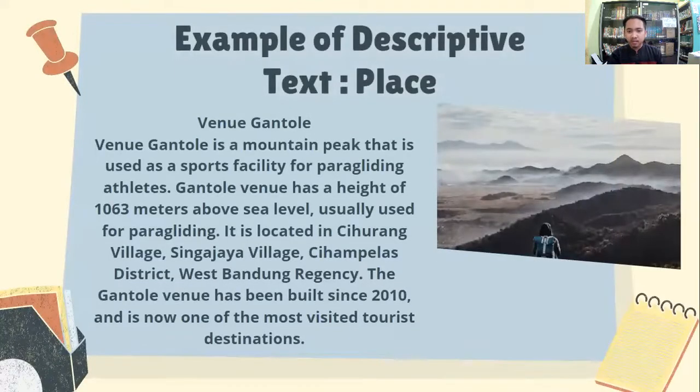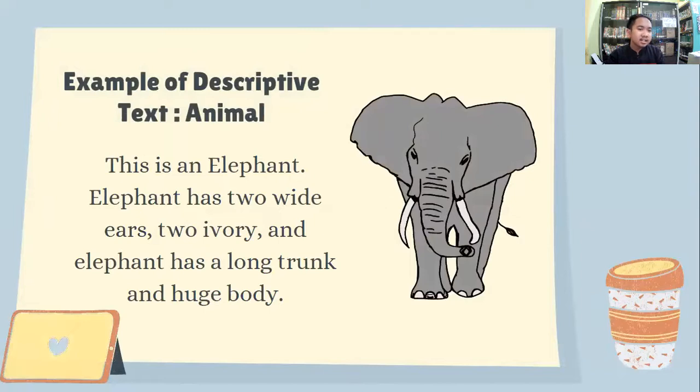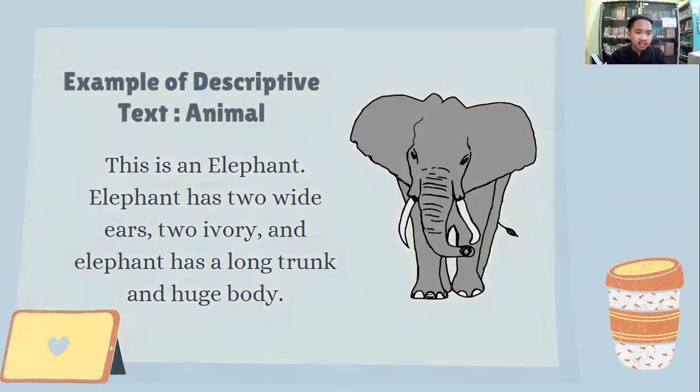This is the example of descriptive text for place. I say Vinugan Tole. You can read this again. 1, 2, 3, finish. Now let's move to the next slide. This is the example of descriptive text of animal. This is the example, very simple descriptive text. This is an elephant. Elephant has 2 white ears, 2 ivory, and elephant has a long trunk and huge body. Now let's move to the next slide.